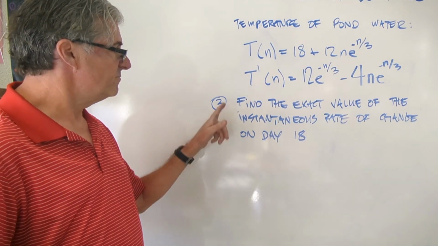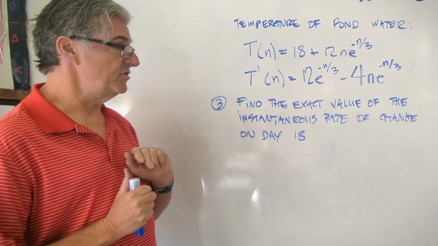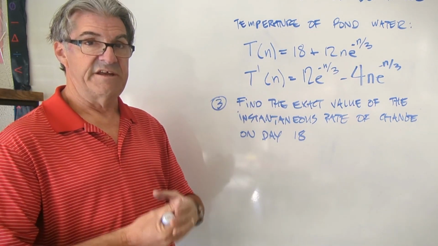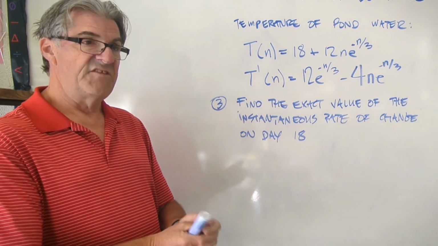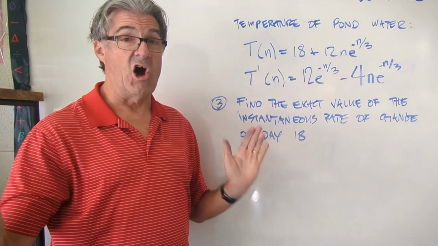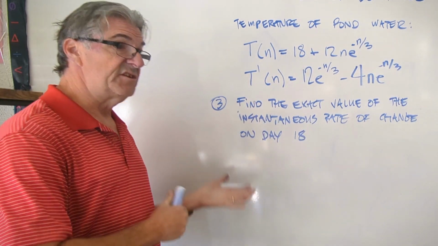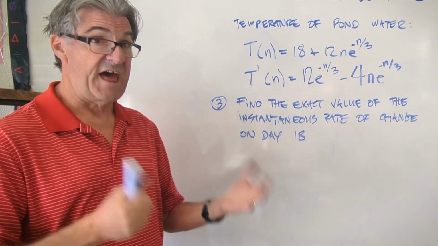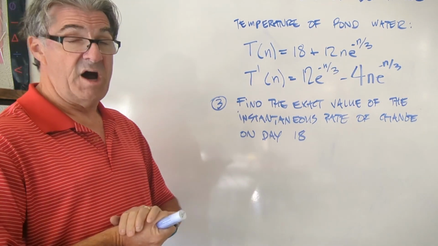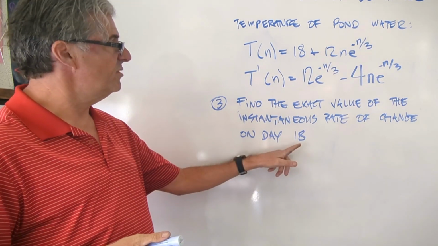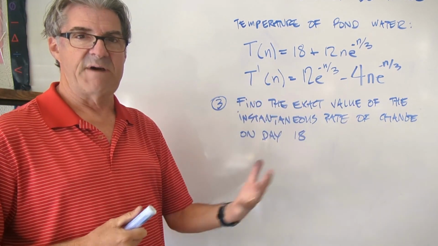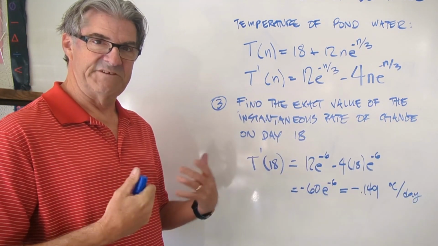So moving along, find the exact value of the instantaneous rate on day 18. Now you remember the first one we did, we found the average rate for all 18 days. So this is the rate of change on day 18. It's gonna be different than that number. So go ahead, pause the video. This is straight up plug and chug. You put 18 into our derivative function, calculate it on down, come back when you have an answer. Okay, let's see how you did.